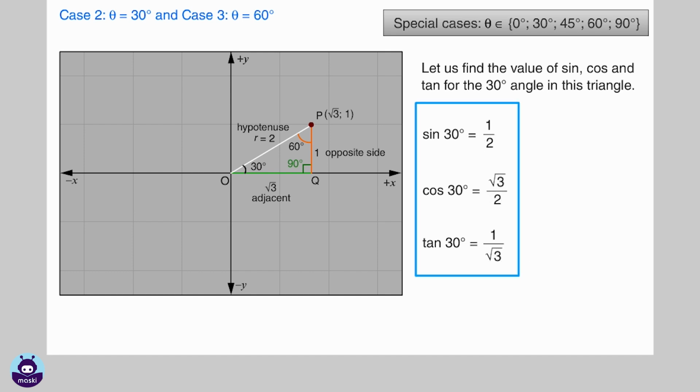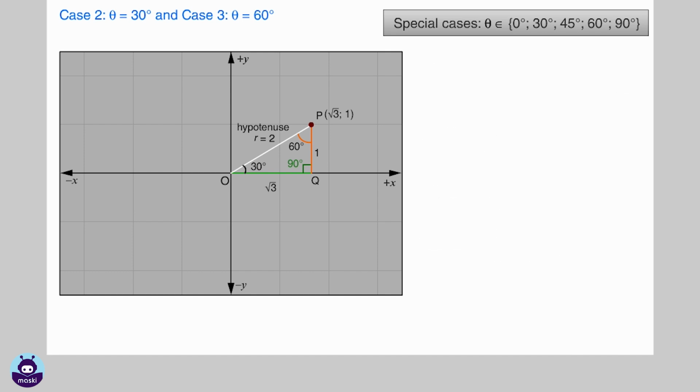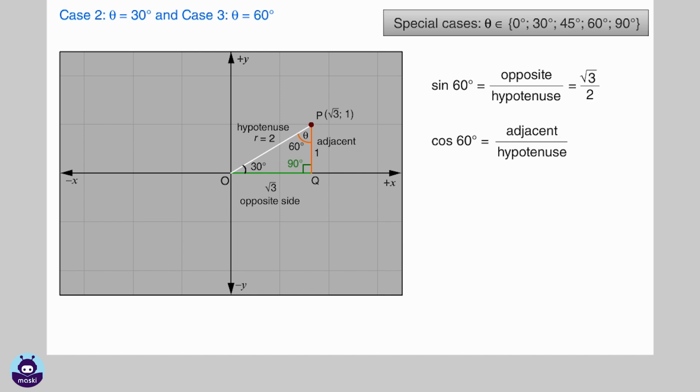Similarly, we can find the values of the trigonometric ratios sine, cosine, and tangent for 60 degrees in the same triangle. Here, the side opposite 60 degrees is side OQ, that is √3 units. Adjacent side PQ measures 1 unit, and hypotenuse OP is 2 units. So, sine 60 degrees equals √3 over 2. Cos 60 degrees equals 1 over 2. Tan 60 degrees equals √3 over 1 equals √3.